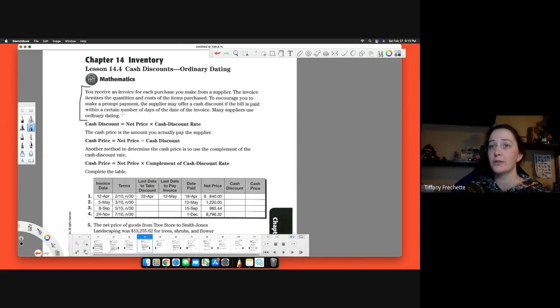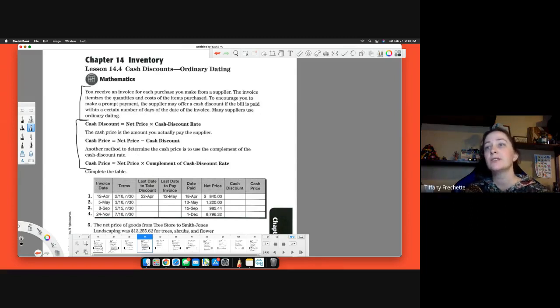All right, so they give us these three formulas here. Cash discount equals net price times the cash discount rate. The cash price is the amount you actually pay the supplier. Cash price equals net price minus the cash discount. So whatever it is you bought minus whatever discount they're giving you, based on what we just calculated here.